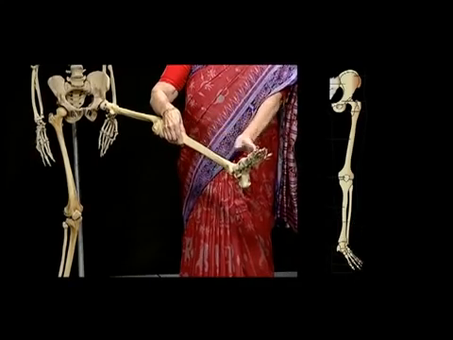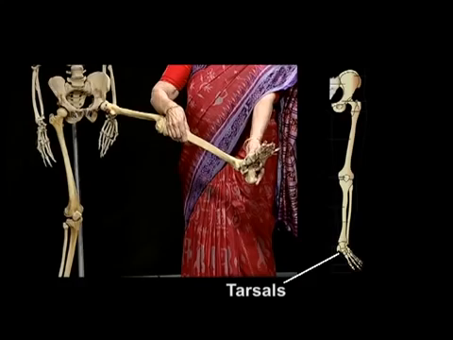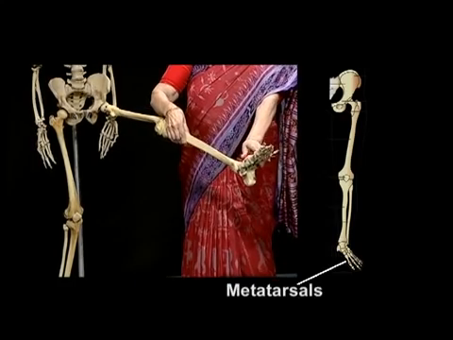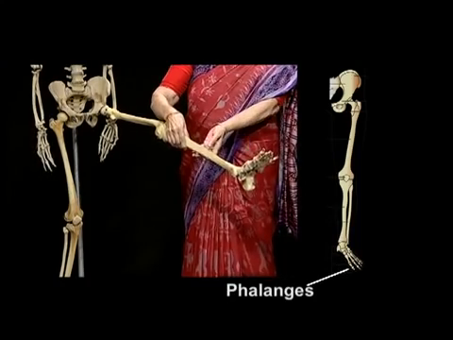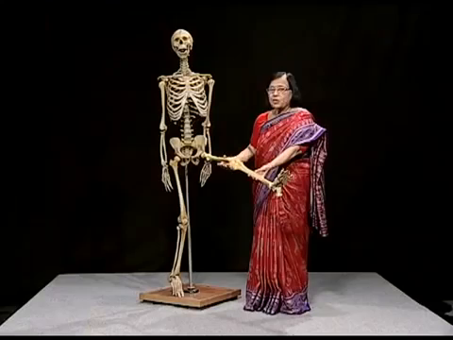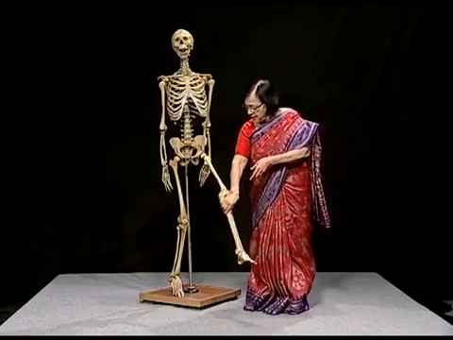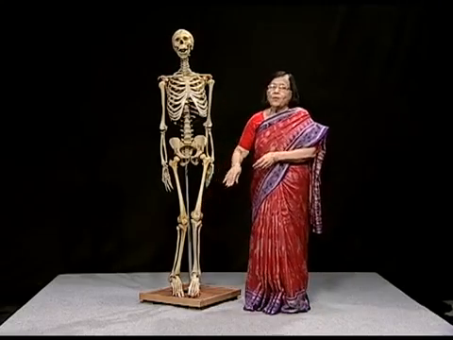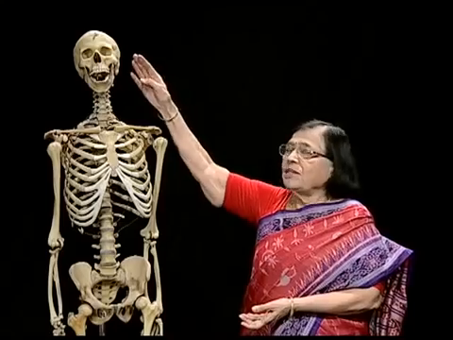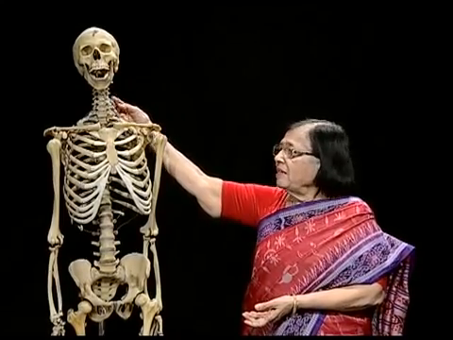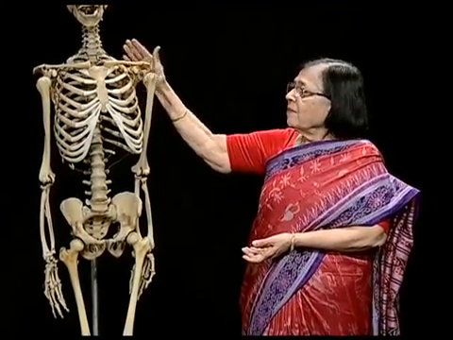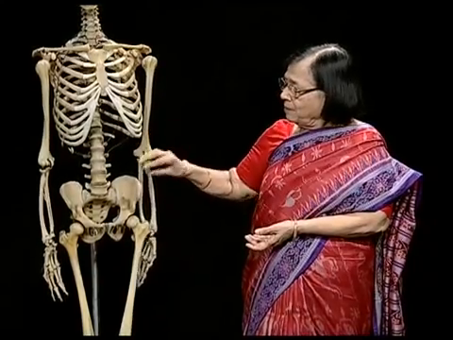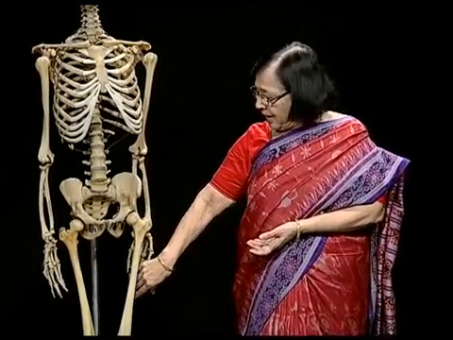Similarly, like in forelimb, it has tarsals 8, then 5 metatarsals in the feet, and then 14 phalanges or digits, that makes it 30. So, the leg also has 30 bones. With this, we have understood the skull, the neck area, the vertebral column, the rib cage, the pectoral girdle, the forelimb, pelvic girdle and the hind limb, and importance of all these bones in our body.